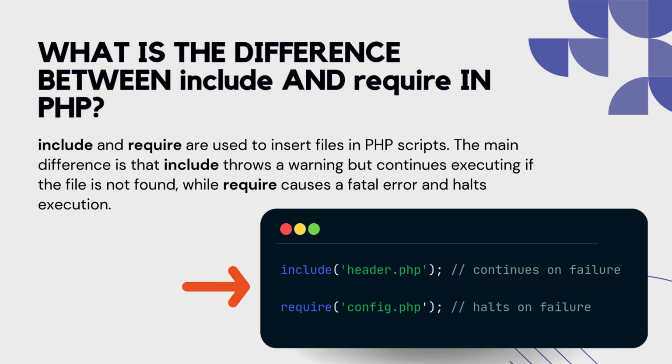In this example, include loads header.php and continues even if the file is missing, while require loads config.php and stops the script if the file isn't found.